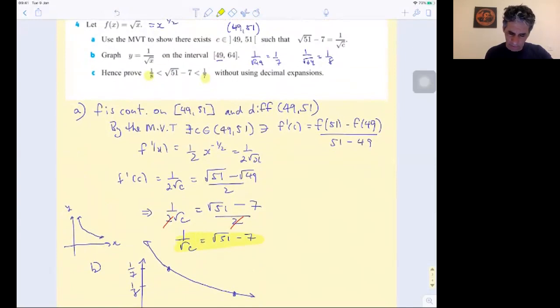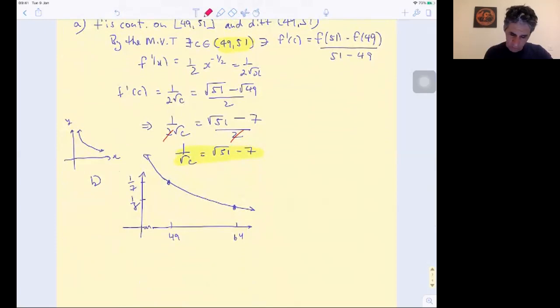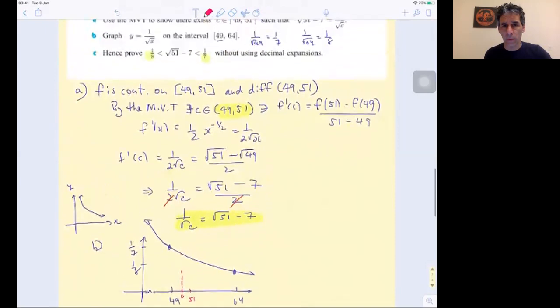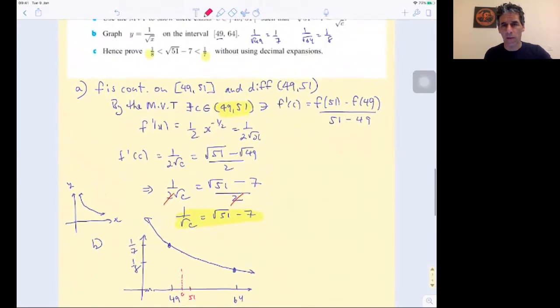Okay, and remember, where's C? Well, it's between 49 and 51. So let's put this in a different color, let's do it in red here. So we know there's 49, and 51 is not very far over. It's over here someplace, 51. And our C is somewhere between there, right? So I'm going to put C right here. And I know that the square root of 51 minus 7 is 1 over the square root of C.